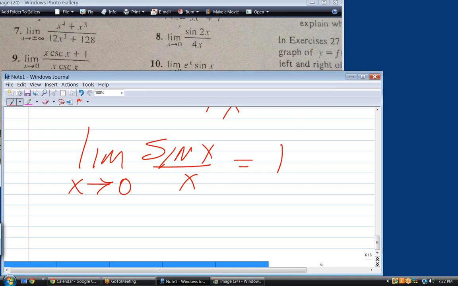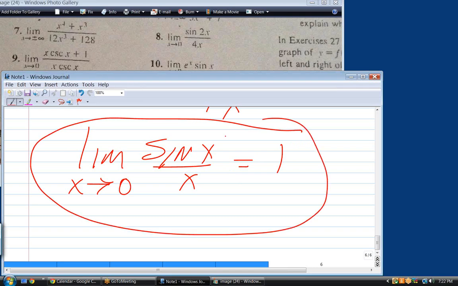Now, they give you this to memorize because it's so vital to so many of these problems that they're giving you. And they can't explain why this is one yet because you're not into calculus. In other words, it's kind of a catch-22. They have to tell it to you that it's a fact. But when you get further into calculus, they'll be able to show you why this is 1. But the fact is it's 1, which means the limit of the sine of 2x over 2x would also be 1.